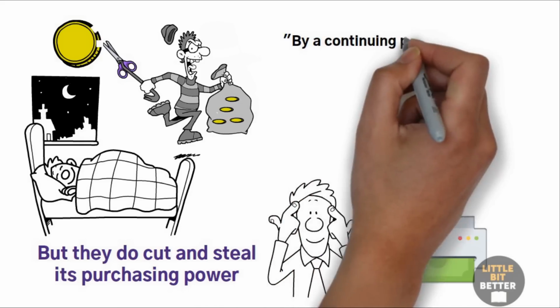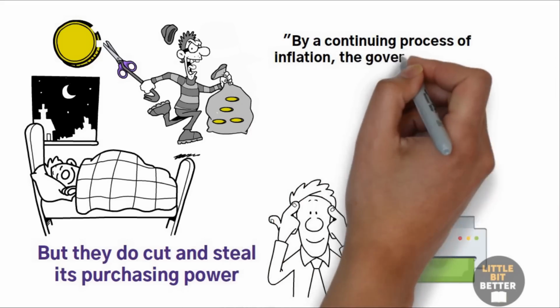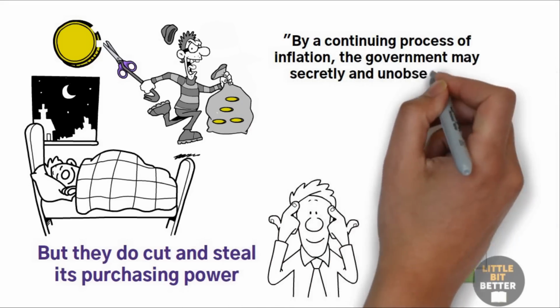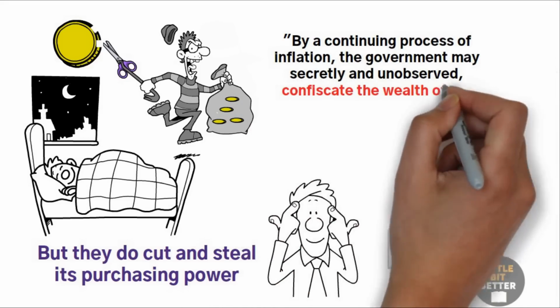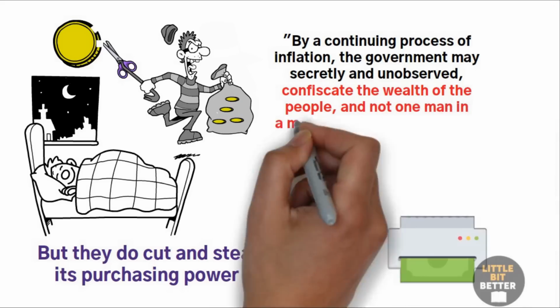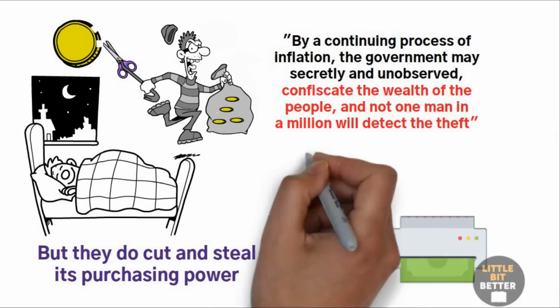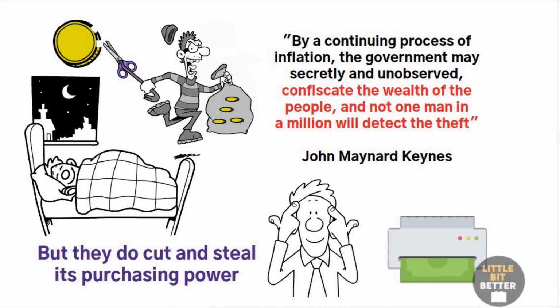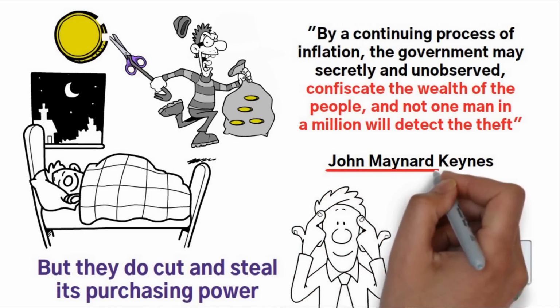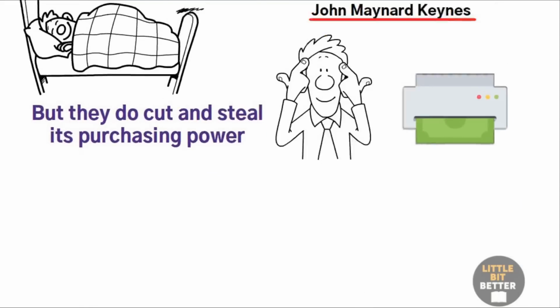"By a continuing process of inflation, the government may secretly and unobserved confiscate the wealth of the people, and not one man in a million will detect the theft." John Maynard Keynes, the 20th century's most influential economist.